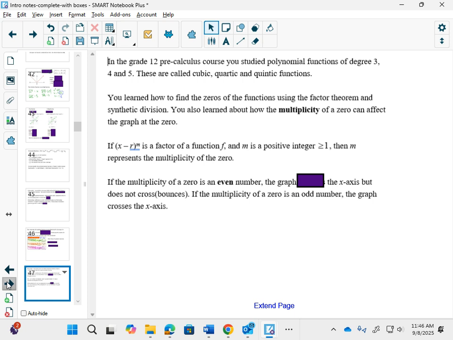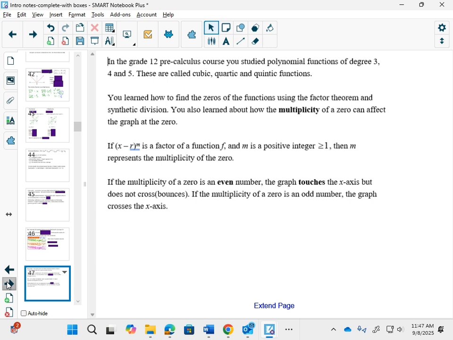We talked about multiplicity. I mentioned that already with the x cubed graph. If multiplicity is 3, then it flattened out. If the multiplicity was even, then your graph bounced at that x-intercept. So we used our x-intercepts and their multiplicity and their end behavior to graph things.